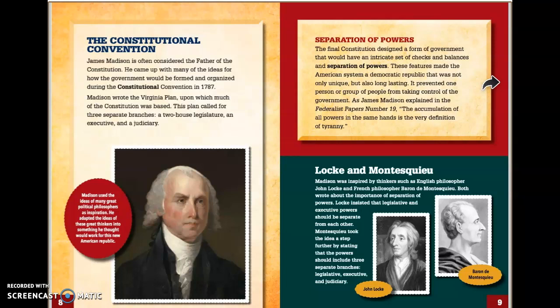Locke and Montesquieu. Madison was inspired by thinkers such as English philosopher John Locke and French philosopher Baron de Montesquieu. Both wrote about the importance of separation of powers. Locke insisted that legislative and executive powers should be separate from each other. Montesquieu took the idea a step further by stating that the powers should include three separate branches: legislative, executive, and judiciary.